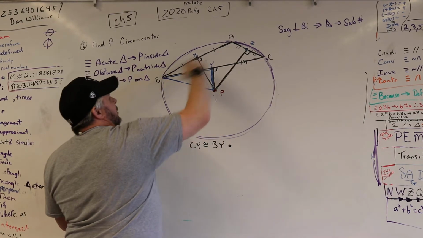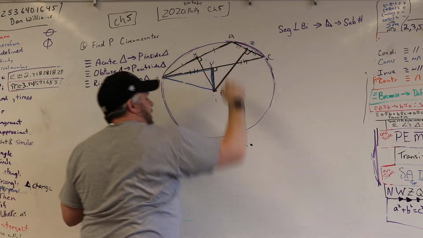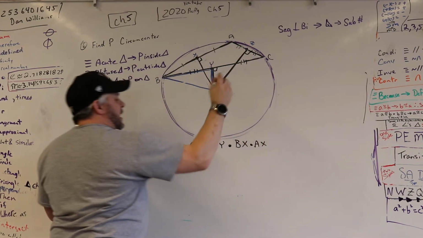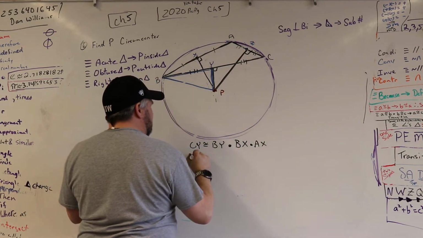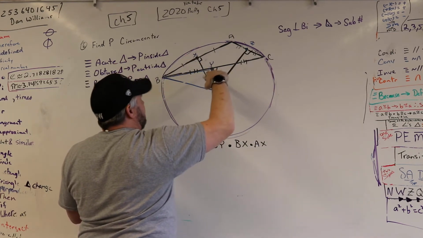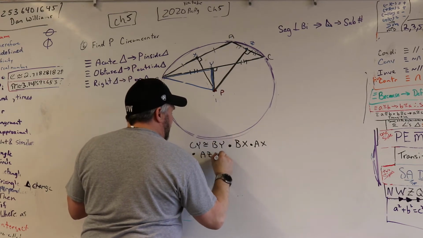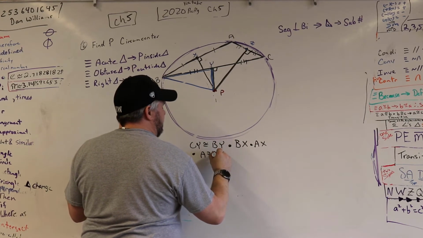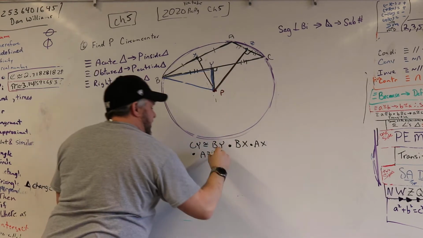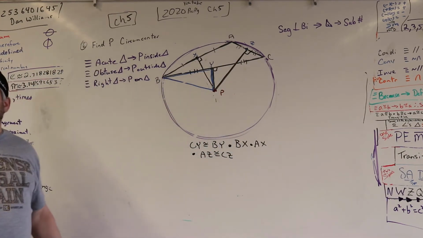and BX is congruent to AX, and AZ is congruent to CZ. So that was our first step.